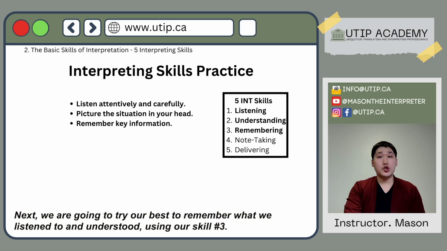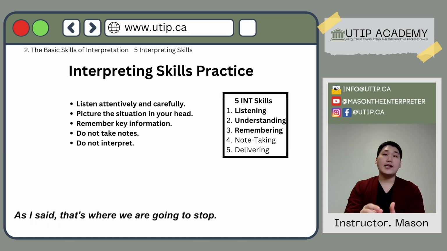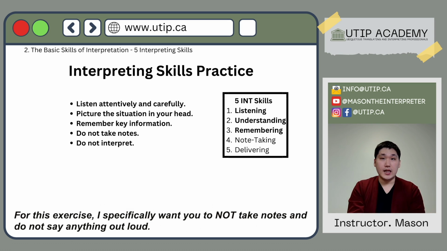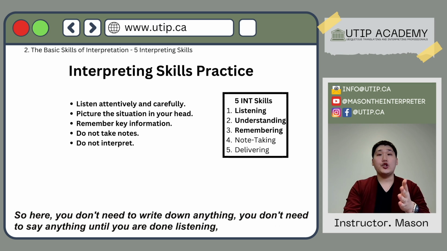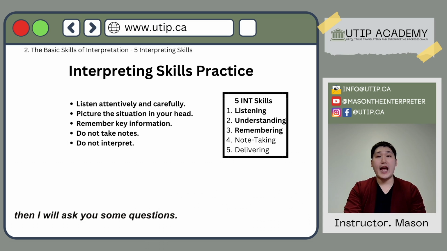Next, we are going to try our best to remember what we listened to and understood using our skill number 3. As I said, that's where we are going to stop. For this exercise, I specifically want you to not take notes and do not say anything out loud. So here, you don't need to write down anything. You don't need to say anything until you are done listening. Then I will ask you some questions. Are you ready? Here we go.